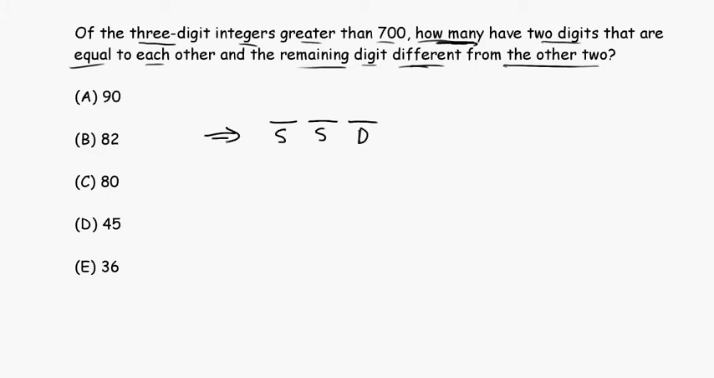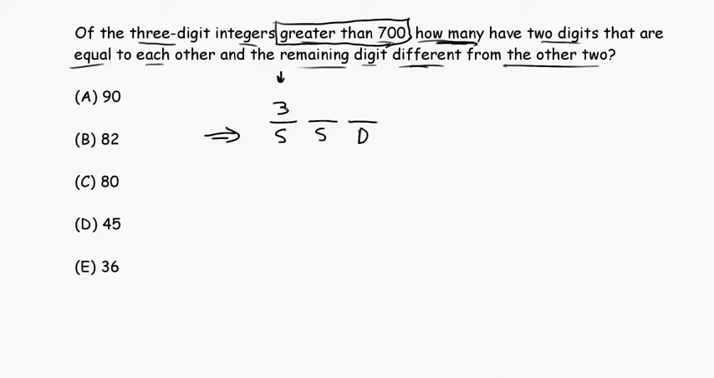Step three is to label each slot with the number of possibilities for that slot. That sounds a little weird, but for example, for this very first slot, how many numbers could go first? That's what I mean. Well, if it's greater than 700, going back up to the question, that means the first digit could be a 7, 8, or a 9. So we have three possibilities.